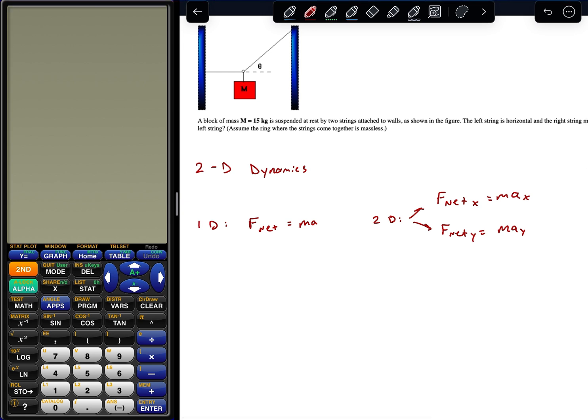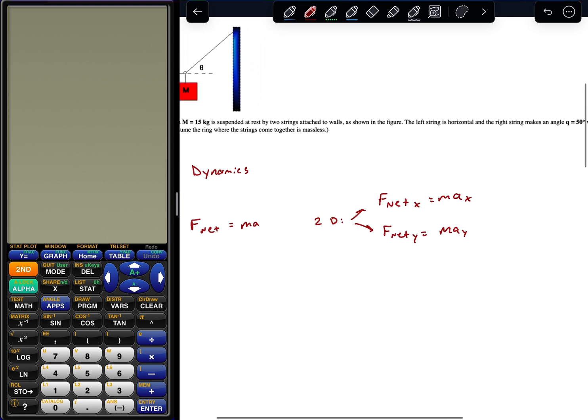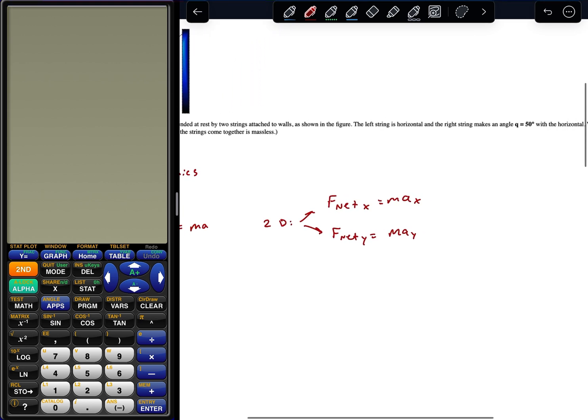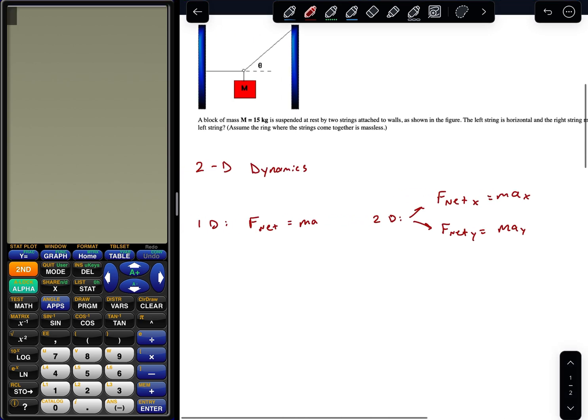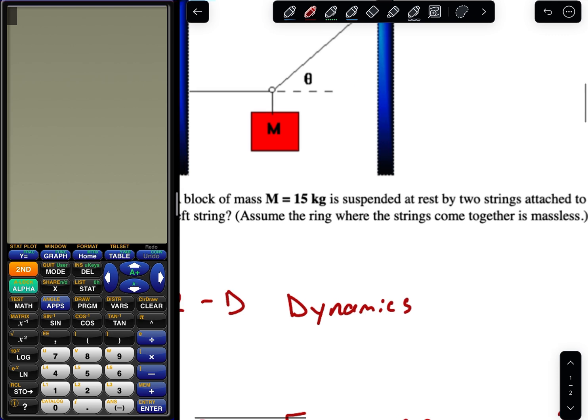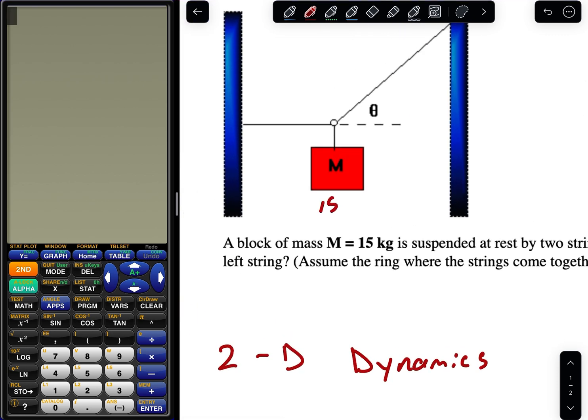We have a block of mass m, 15 kilograms, suspended at rest by 2 strings attached to walls, as shown in the figure. The left string is horizontal and the right string makes an angle of 50 degrees with the horizontal. What is the tension in the left string? So we have 15 kilograms here, and we have 50 degrees right here, and we want to know what this force of tension is.